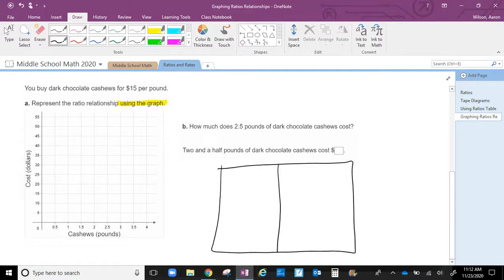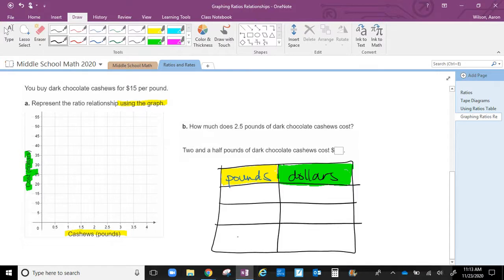So here's our table that we started, and this highlighted box always has to do with the x-axis part of the coordinates. The x-axis is cashews in pounds. So I'm going to write the word pounds here on my table. And then the next part, this green highlighted area, is going to be our y-coordinates. And the y-coordinates are always found on the y-axis, and that is the cost in dollars. So I will simply write the word dollars. And then we're going to fill this out.